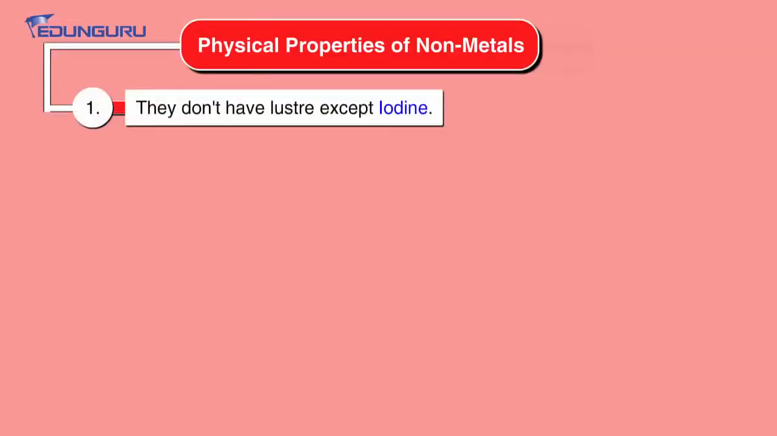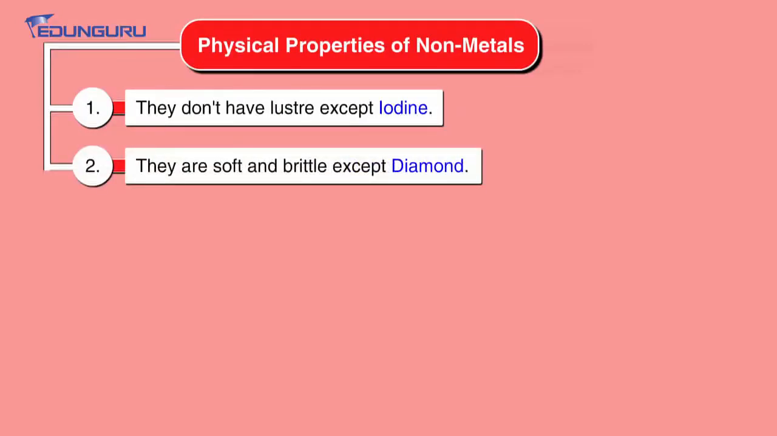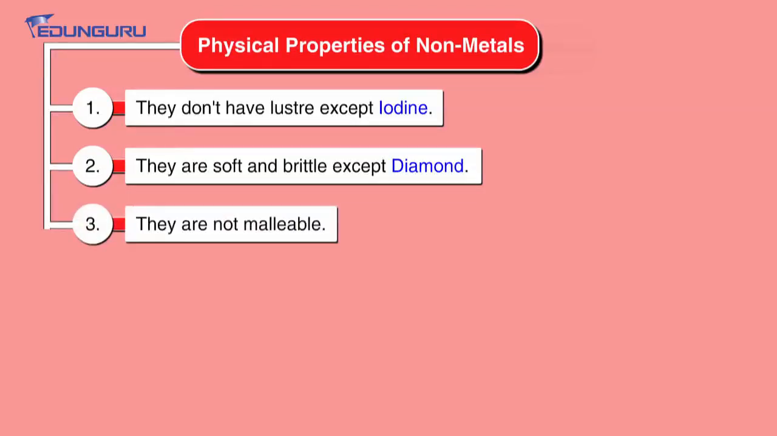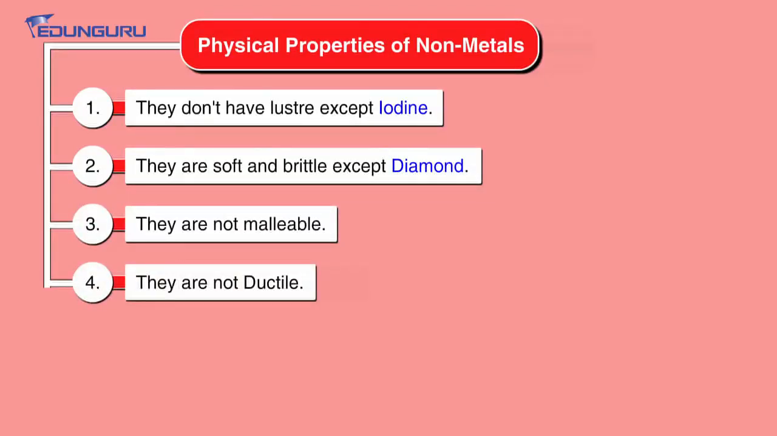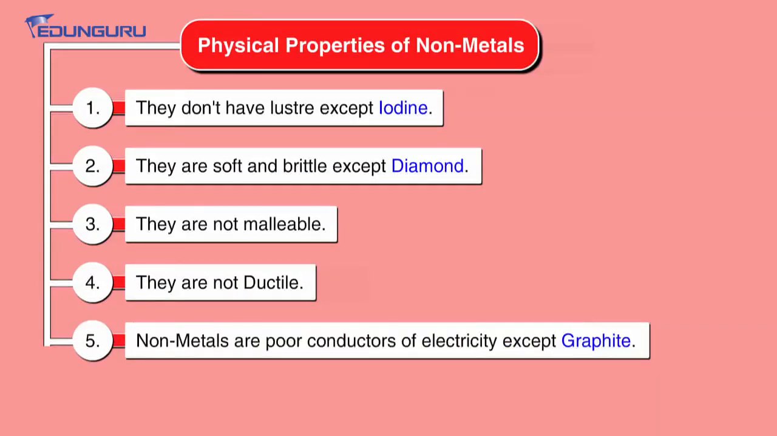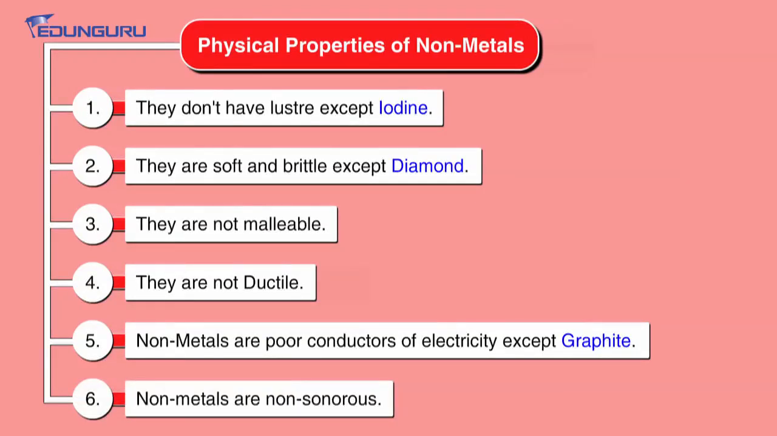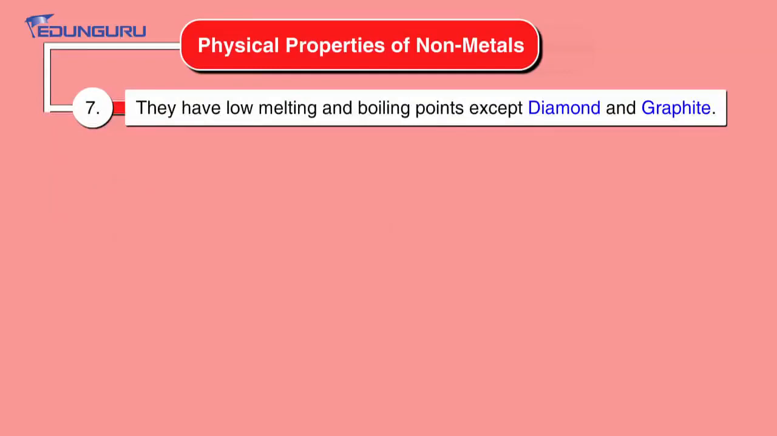One, they don't have luster excepting iodine. They are soft and brittle. Exception is diamond. Diamond is an allotrope of carbon, which is the hardest substance found in nature. They are not malleable. They are not ductile. Non-metals are poor conductors of electricity. Exception is graphite, which is an allotrope of carbon. Non-metals are not sonorous. They have low melting and boiling point, excepting diamond and graphite.